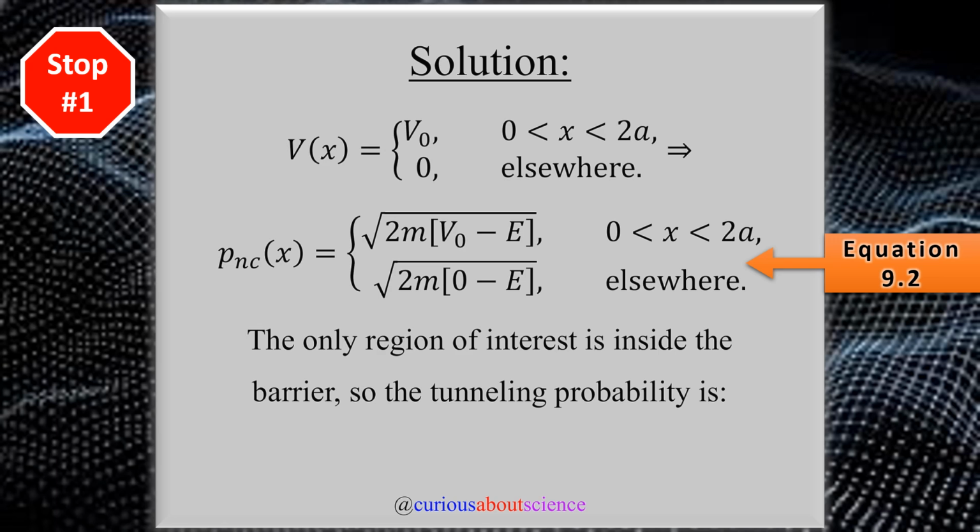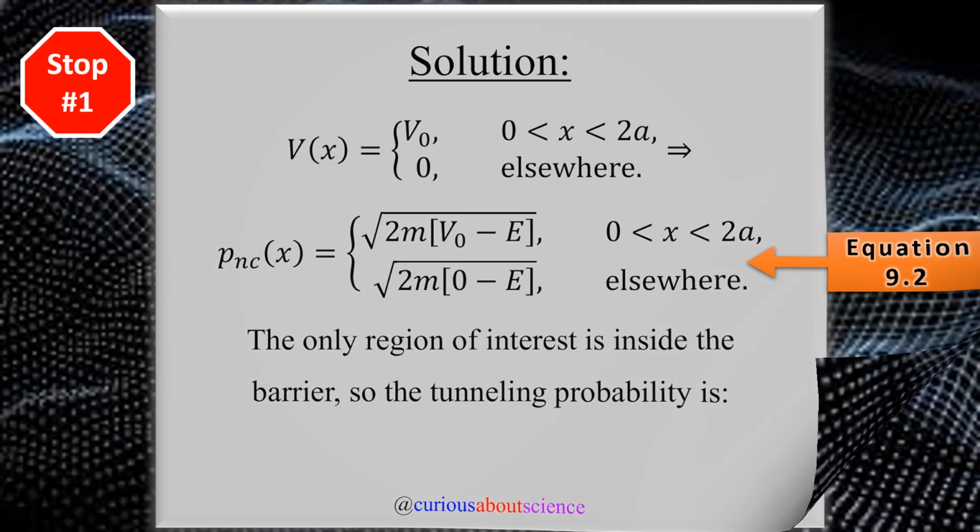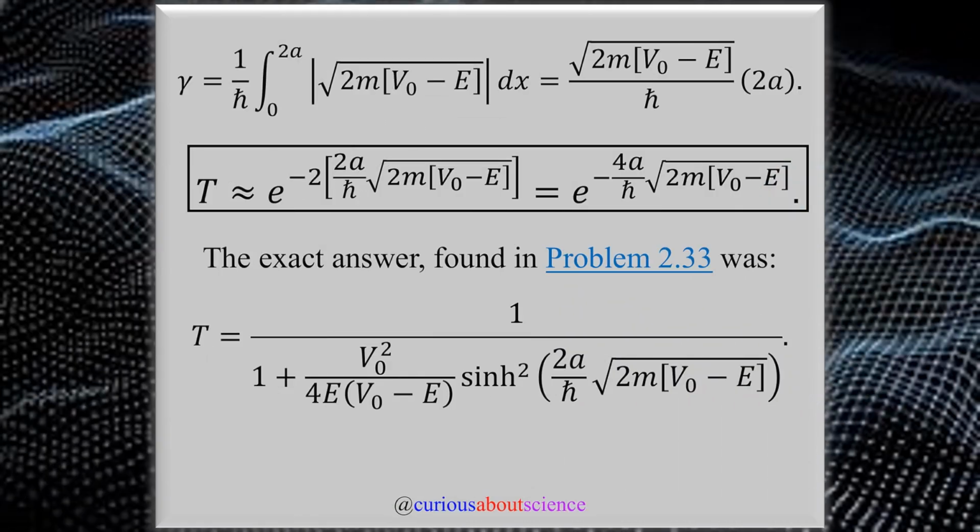And if you're following along in the book, we clearly see that the momentum is defined in equation 9.2. So feel free to grab that while you're at it. Okay, so thankfully now we can use the equation 9.23, which gives us the tunneling probability in terms of gamma and an exponential. So we just take the integral of the momentum over the space we're looking at. In this case, that's 0 to 2a, so we're fine.